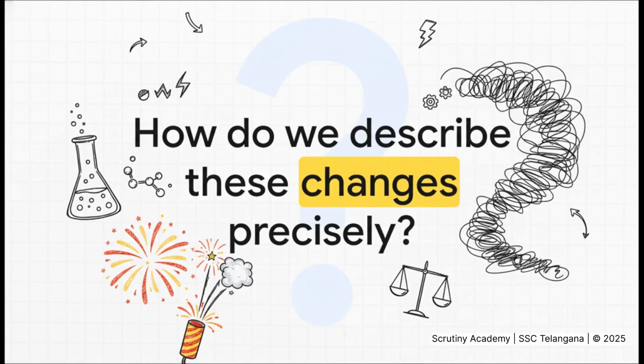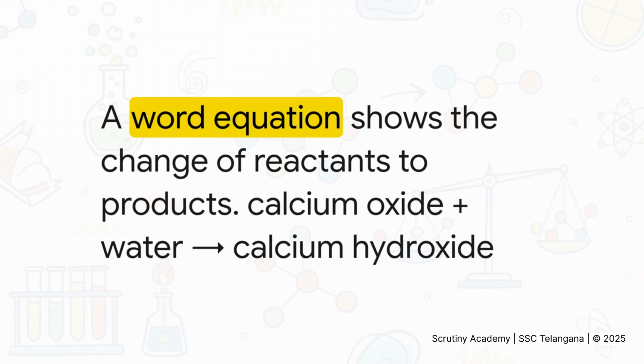So, how in the world do we get this down on paper? I mean, saying, "I burned a firework and it went boom," isn't very scientific, is it? And writing out a long, wordy paragraph is just clumsy. We need a system. And our first step is what's called a word equation.